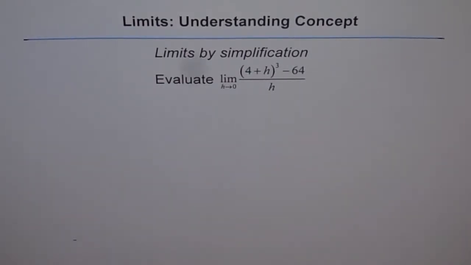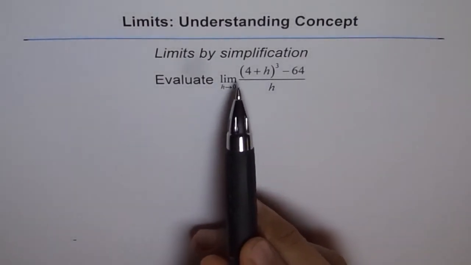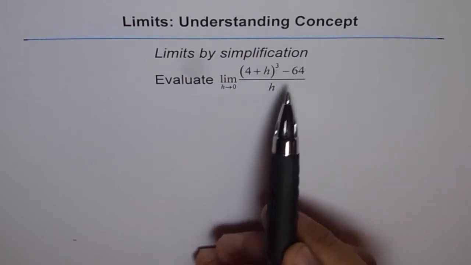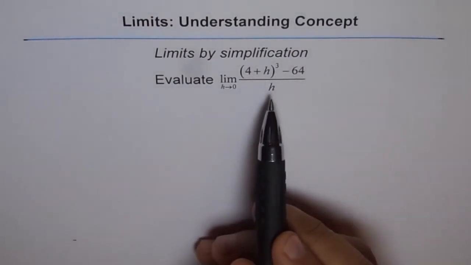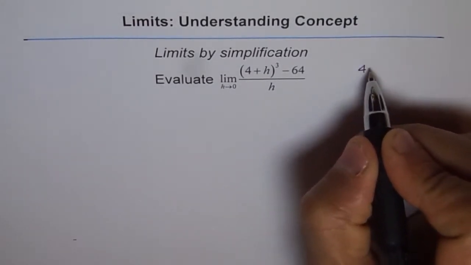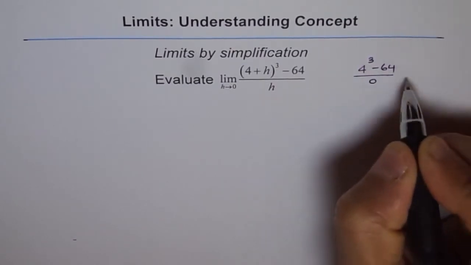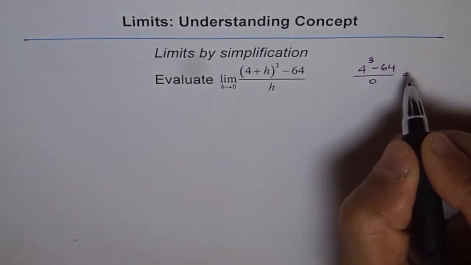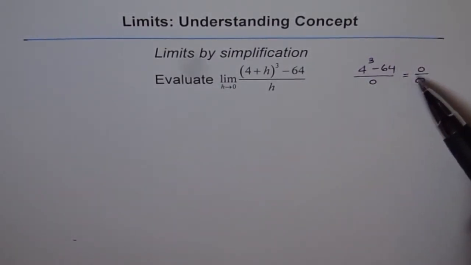Find limits by simplification. Evaluate the limit as h approaches 0 of (4 plus h) cubed minus 64, over h. Now, if we substitute h equals 0 in this expression, what do we get? We get 4 cubed minus 64 over 0, which is 64 minus 64, so 0 over 0. Whenever on substitution you get 0 over 0, that means direct substitution does not give you the limit.